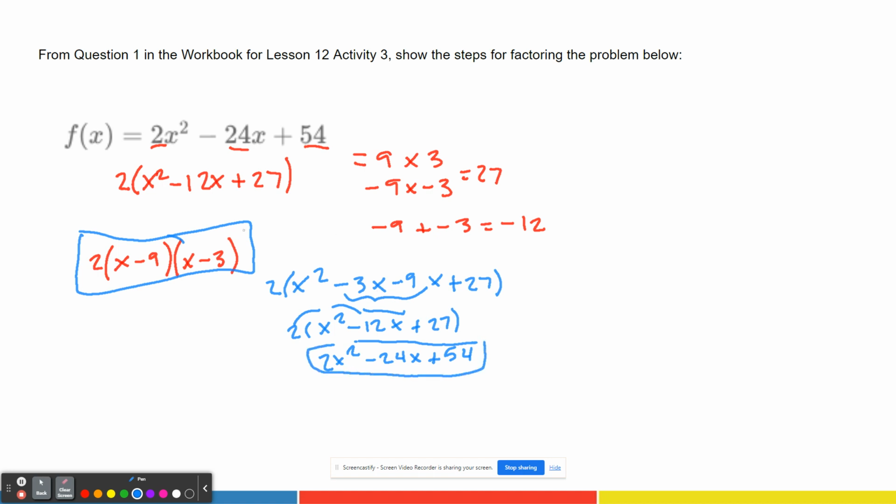So when you are doing your guess and check work, let's say you tried to do positive 9 and positive 3, and you got positive 12 in the middle when you distributed through, that would tell you that you need to go back and try something new. So that's why guessing and checking, or at least checking your answers, is really important here. Okay, so your answer again is 2 times the quantity x minus 9 times the quantity x minus 3.